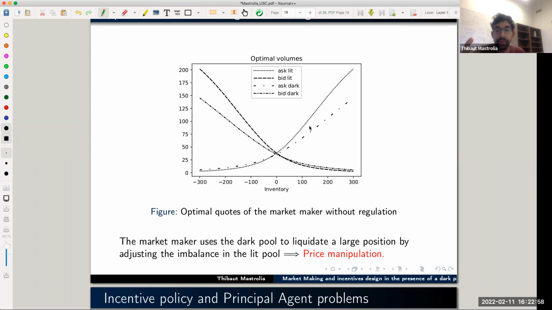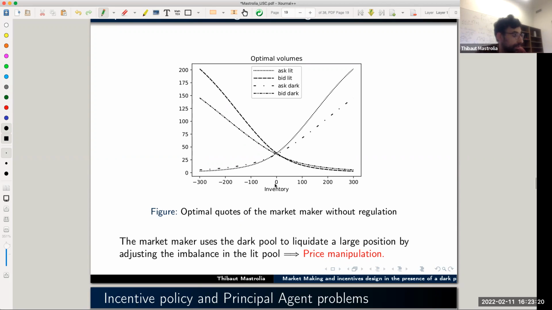So remember that I told you that dark pools are very suitable to liquidate a large volume. And conversely, for small volume, you prefer to deal with the lit pool. And that's what the exchange wants. So the exchange wants to just use the dark pool as a way for large investors to liquidate their quantity. But what we see here is the following.